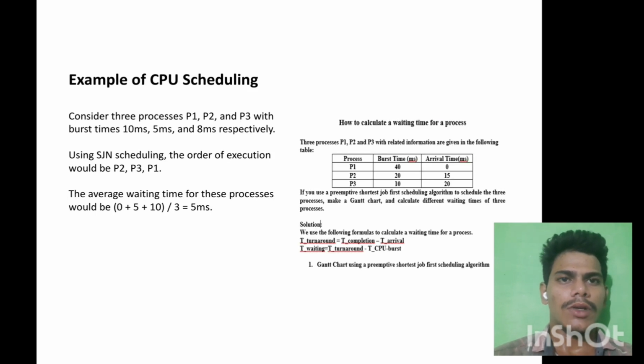Example of CPU scheduling. Consider three processes P1, P2, and P3 with burst times 10 milliseconds, 5 milliseconds, and 8 milliseconds respectively. Using SJN scheduling, the order of execution would be P2, P3, P1. The average waiting time for these processes would be (0 + 5 + 10) / 3 = 5 milliseconds.